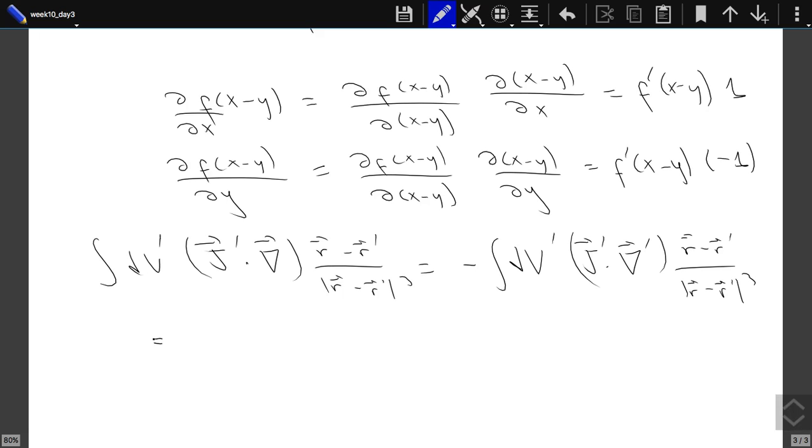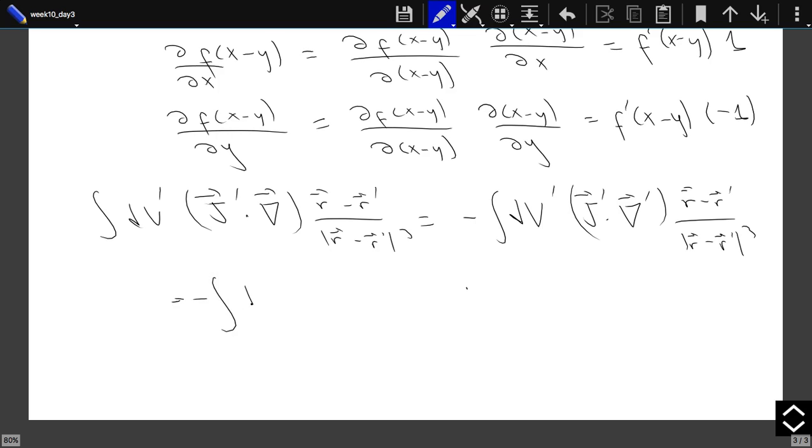Well, this is equal to, I will be using the chain rule. This is equal to minus dv prime, the divergence of j prime times this gradient of j prime dot r minus r prime. Now let me erase it. Let me write it explicitly. Indices will be getting a bit complicated.